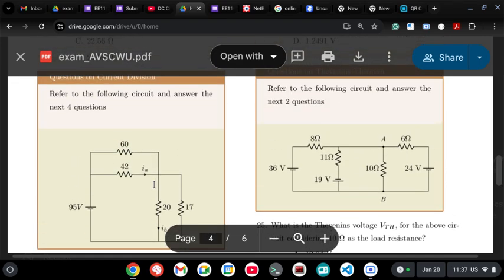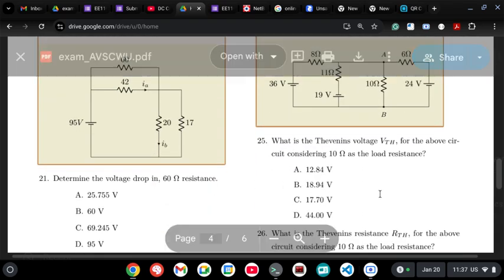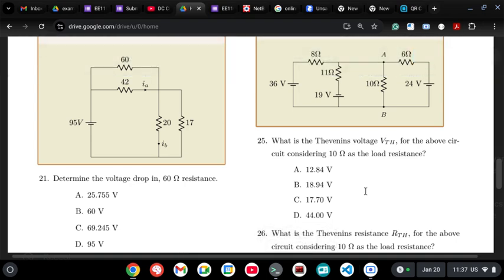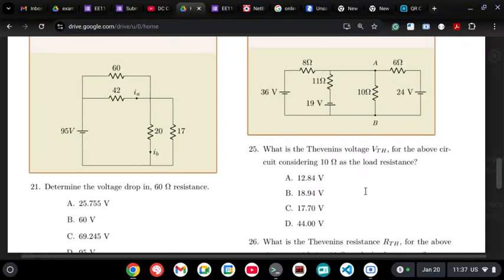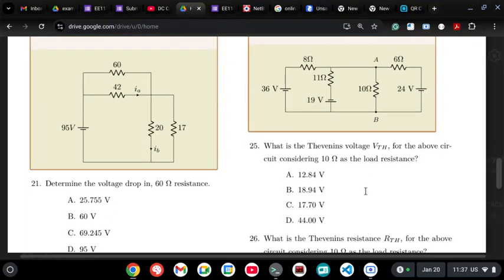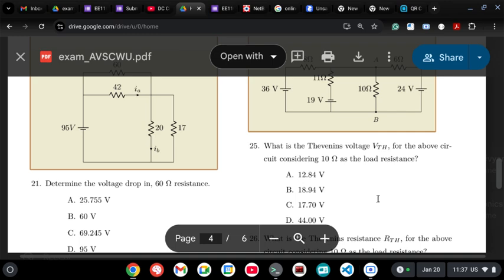Okay, so we are now looking at question number 25 here, which says that we need to find the Thevenin's voltage for the above circuit across the points A, B. So you can see the diagram on the right. Across terminals A and B, I need to find the Thevenin's voltage.